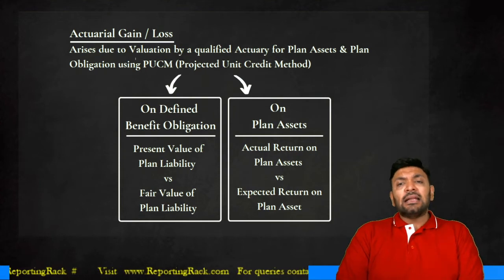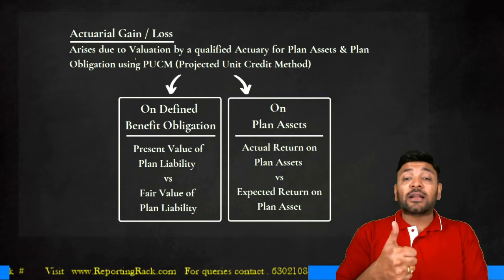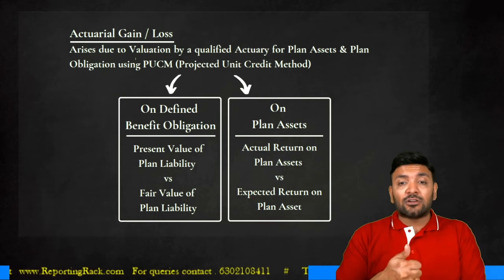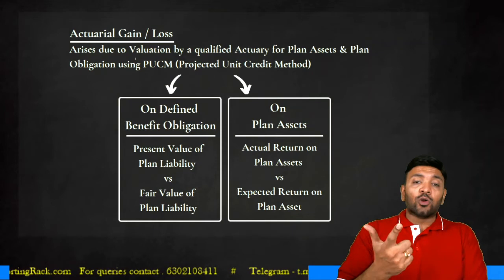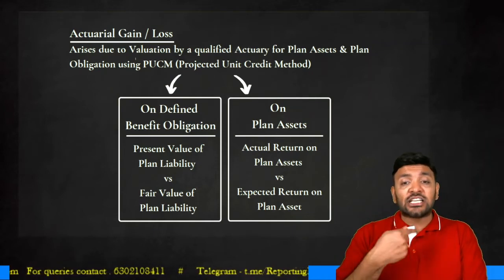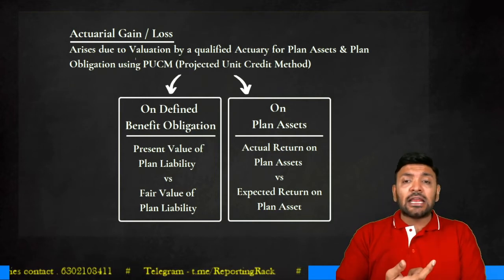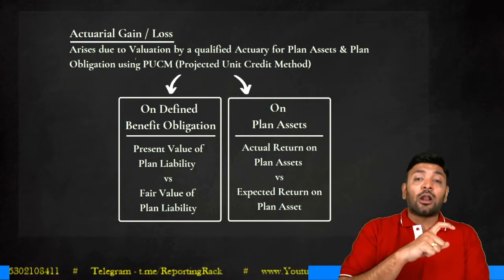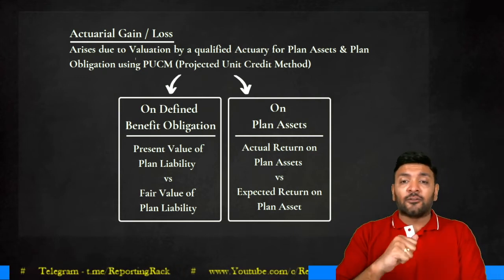Clear? But in a general sense, what are the assumptions that he makes? He'll make an assumption as to what is the expected life of my employee, because if there is a demise of the employee, then automatically the employee benefits become payable. Number two, what is the employee turnover? How quickly is the employee expected to leave the organization? Because if the enterprise has a high employee turnover, that means employees are leaving the organization, then the obligation will not be discounted for so long, because I'm expecting that the employee will leave in the near future itself.